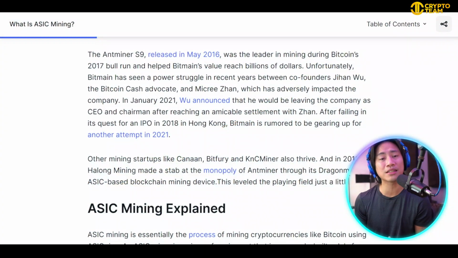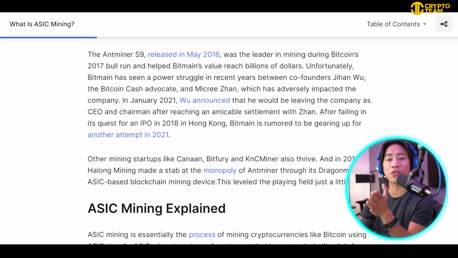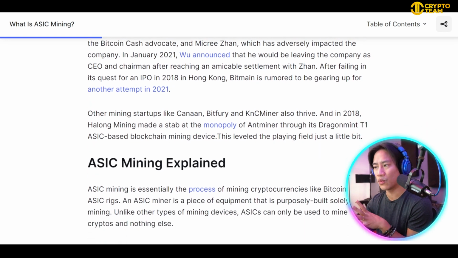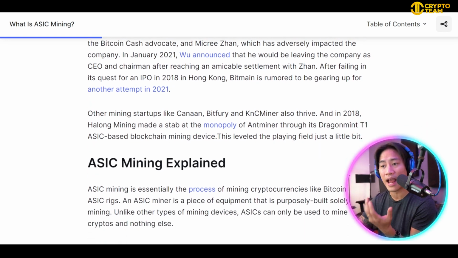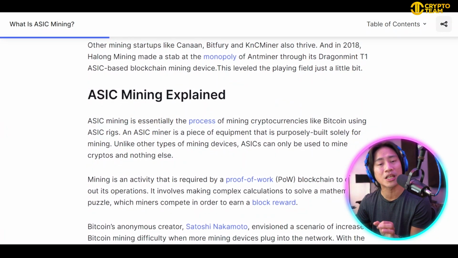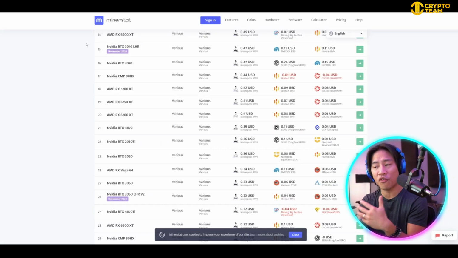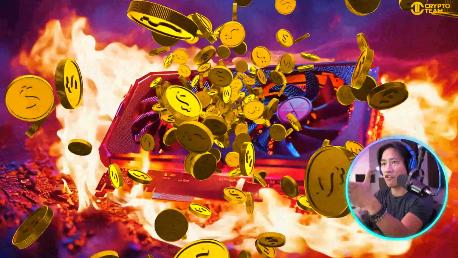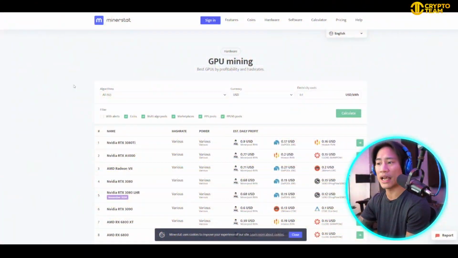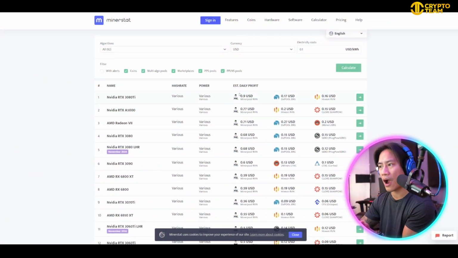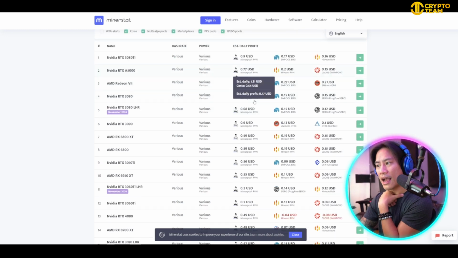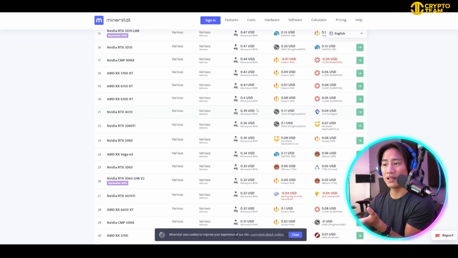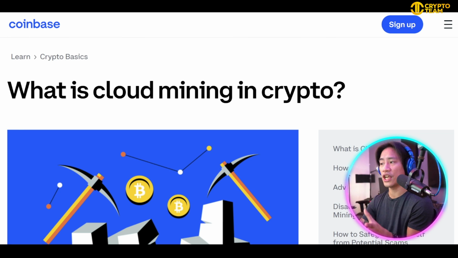All right, so moving on to the next one, guys, cloud mining. For those without access to hardware, services like Genesis Mining and Hashflare offer cloud-based solutions, allowing users to rent computational power for mining. Before I move on, guys, here are the best GPUs for mining based on the Minerstat website. You can check out the hash rate, the mining power, the estimated daily profit, and all of that right here.